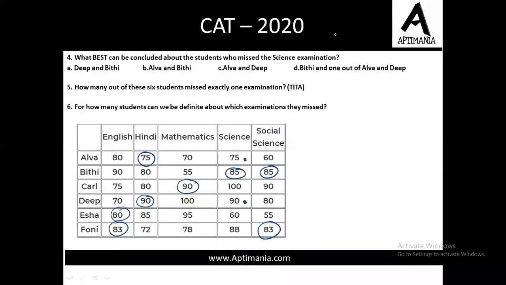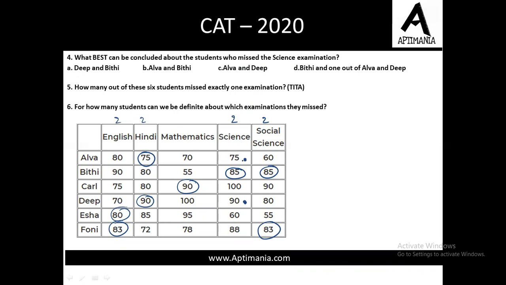Okay, the fourth question is, what best can be concluded about the student who missed science examination? Now see, we know that there were 2 students who missed science, Hindi, English and social science examination. This was given in the question. 4 of the students appeared in all these examinations. So basically 2 students missed Hindi examination, 2 English, 2 science and 2 social science. So we already know which 2 students missed English examination, which 2 missed Hindi. In maths, only 1 student missed the examination.